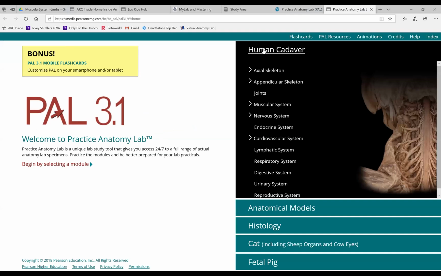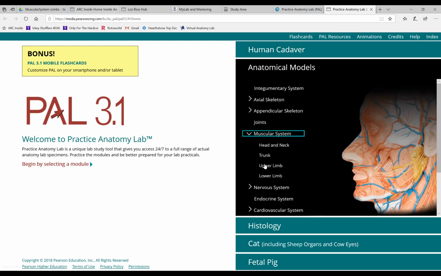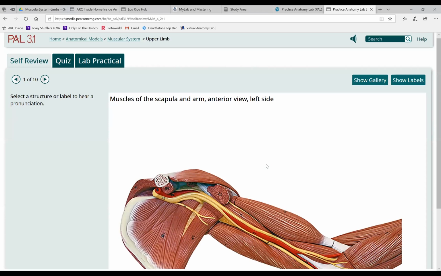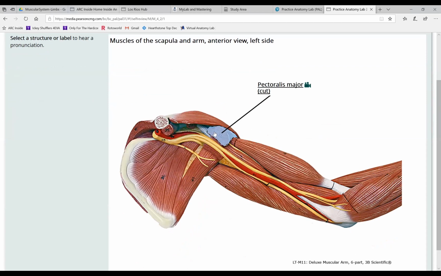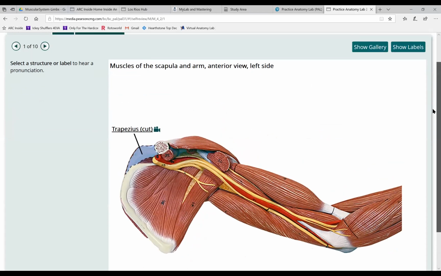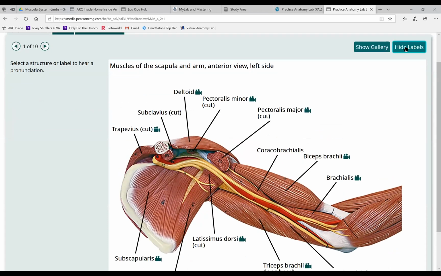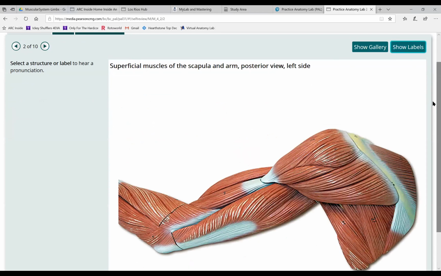Okay. They have the human cadaver stuff, which is fun and interesting, but what's going to be more meaningful for us is the anatomical models. Notice if again we go to the muscular system and we go to the upper limb, just like on the CRC site, we have pictures here of the models. Notice I can move my mouse over them and highlight individual muscles, or there's a button up here where I can show them that way as well, and different views, so I can go through them and see the things there or hide the labels and test myself.